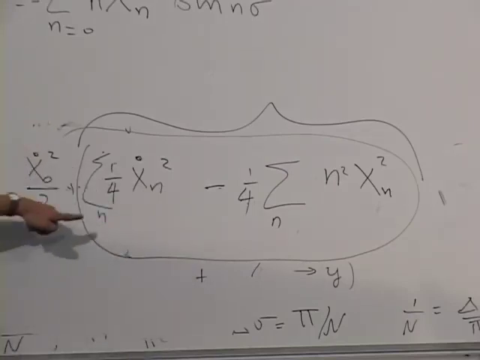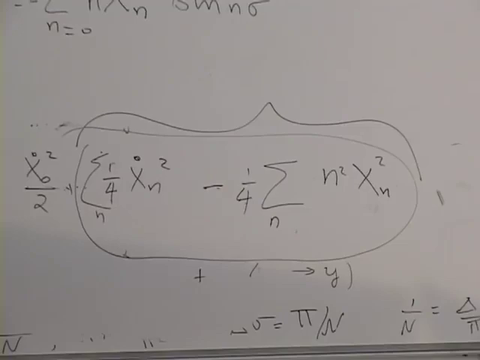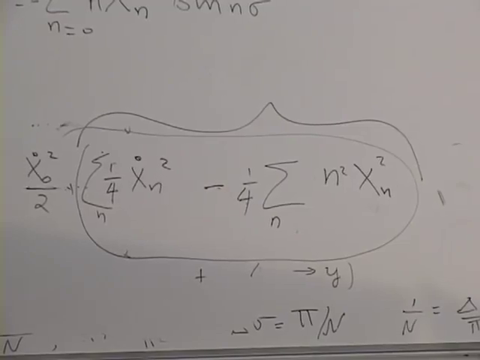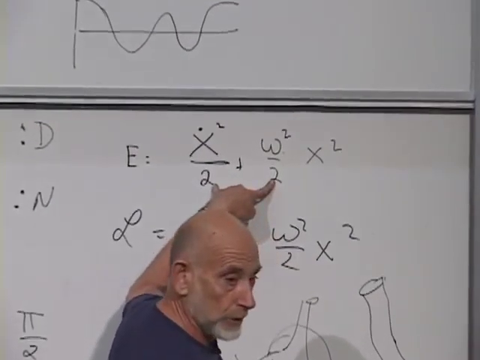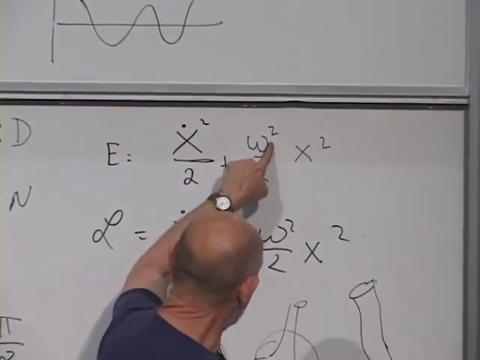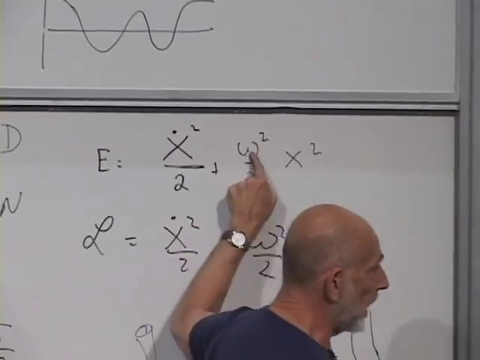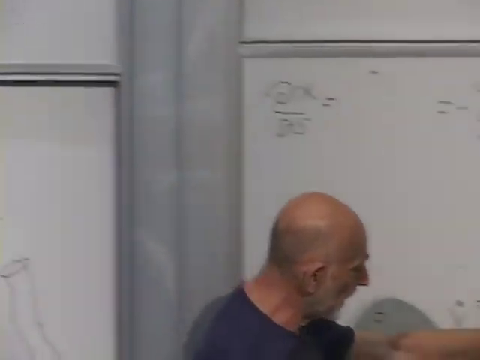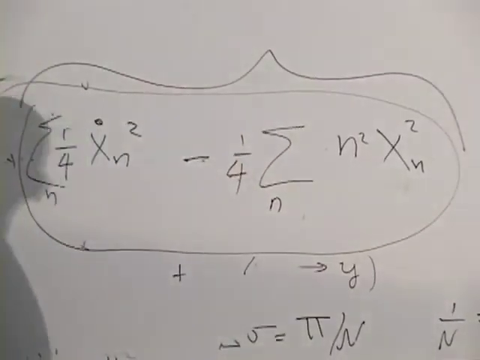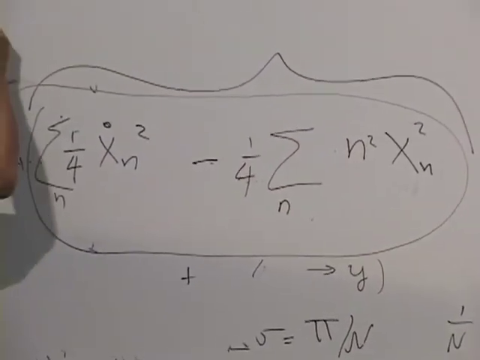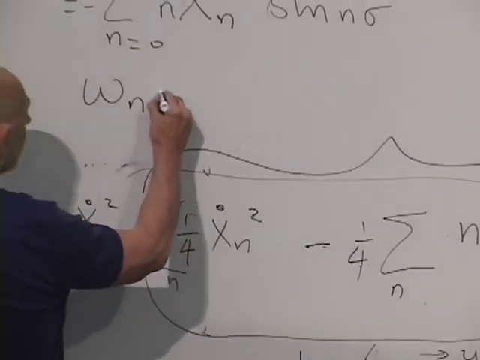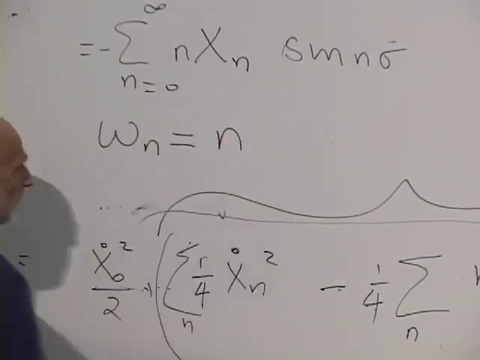What's the frequency of the nth oscillator? Yeah, n. Right, you can read that off from here. It wouldn't change if you put a 4 here. The frequency would still be the same, as long as you put it in both places. Omega is the frequency, and omega squared is the coefficient of x squared. Here's the coefficient of x squared. And so we can write, there's a collection of oscillators, each one with a frequency omega n equal to n.